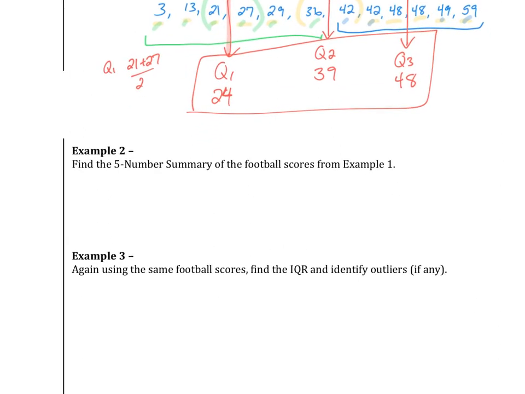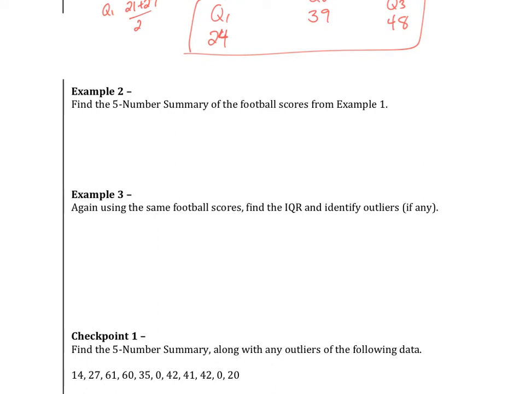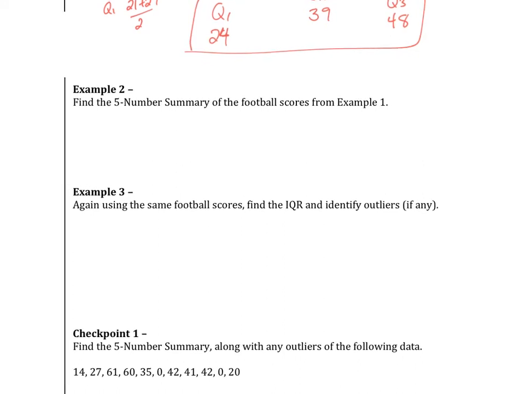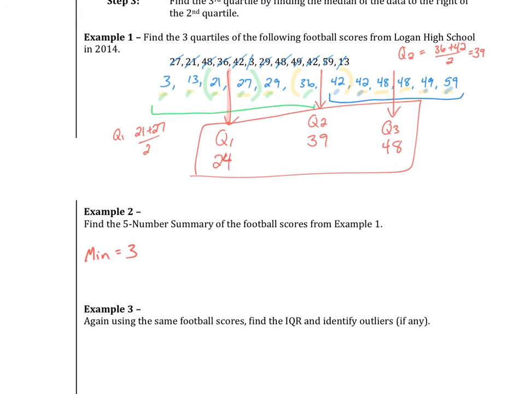Example 2 says find the 5-number summary from the football scores in example 1. So what we do know is that the smallest number, the minimum, is 3. Okay, that's the smallest number from above. The maximum is 59.